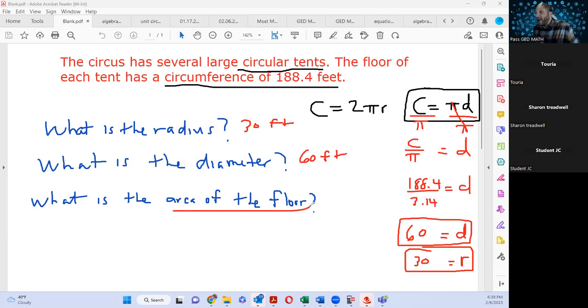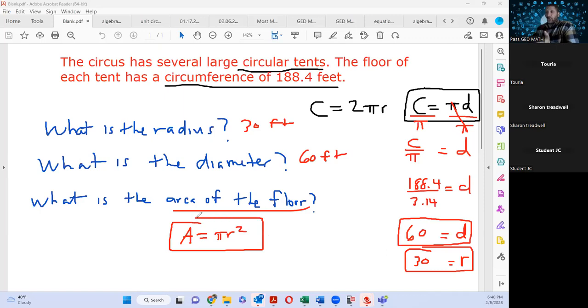And how do we find the area of this circle? What is the formula for the area of a circle? Can somebody tell me? You can use your formula sheet. Area of a circle is pi times r squared. No, that is not the C. C stands for circumference. A stands for area.